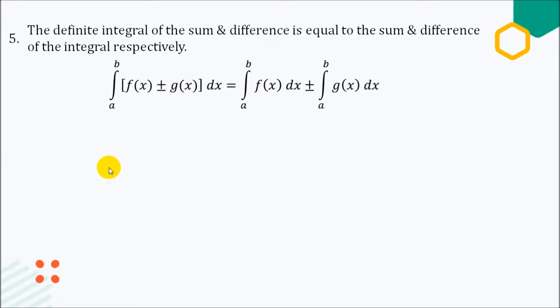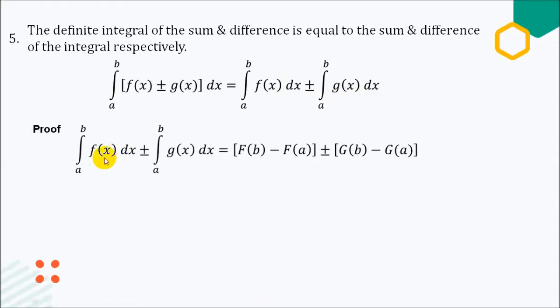First, we can see that if we have the function f(x) plus or minus g(x) dx, with the lower limit a and the upper limit b, this will be equal to the integral from a to b of f(x) dx plus or minus the integral of g(x) dx from a to b. So we can separate them. The integral of a sum or difference is the sum or difference of the integrals, respectively. Then we can see the proof.